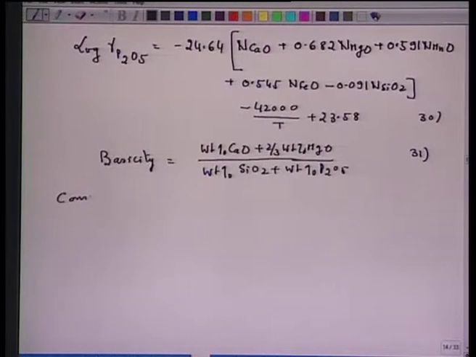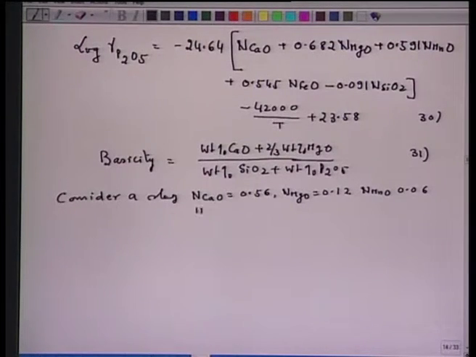Consider a slag. Say N_CaO equal to 0.56, N_MgO 0.12, N_MnO 0.06, N_FeO equal to 0.1, and N_SiO2 equal to 0.16, and the basicity as defined by percent CaO upon percent SiO2 is equal to 0.35, or we can say N_CaO upon N_SiO2 is equal to 3.5.